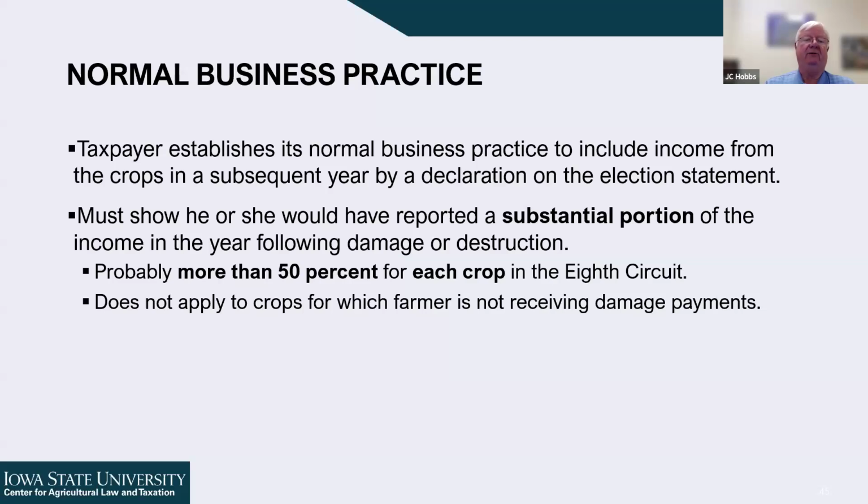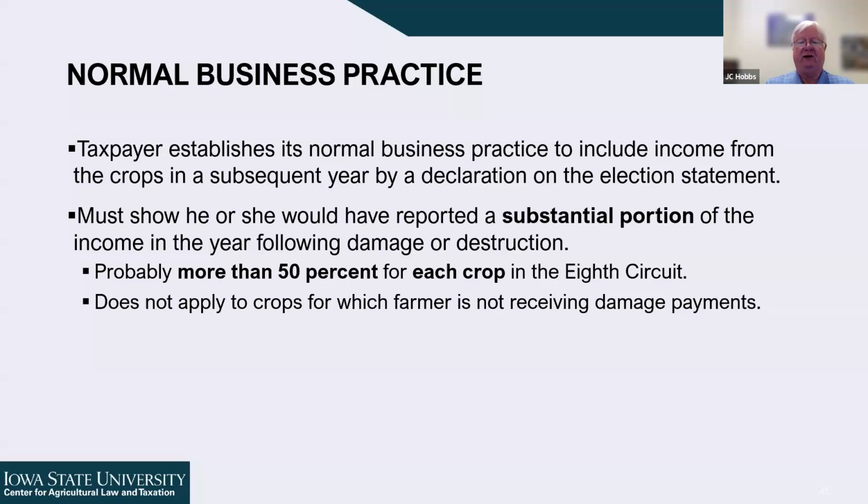So again, normal business practice, what does that mean? Normal business practice is the way we normally sell crops between years. If it's our normal practice, we sell part of it one year, part of it the next, then all we have to do is make a declaration on the election statement showing that this is what we normally sell in the year of harvest.